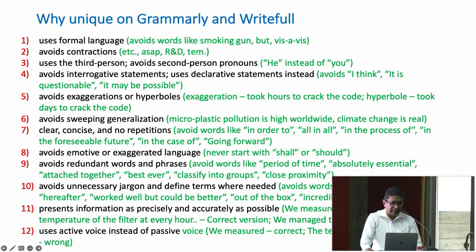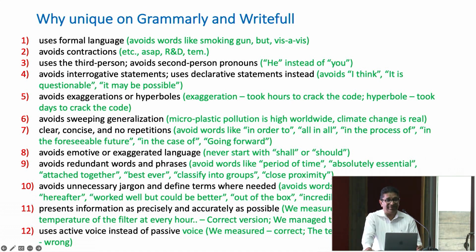Okay, right? Then comes number 9, avoid redundant words and phrases. Avoid words like "period of time." Now, when you say "period of time," period and time are the same. So never combine period and time together. That is redundant. "Absolutely essential." If it is essential, it is essential. You don't want to say absolutely. And "attach together." "Attach" is more or less enough.